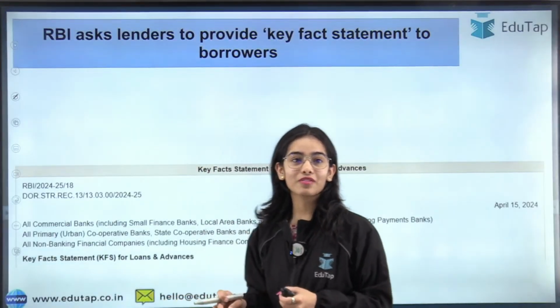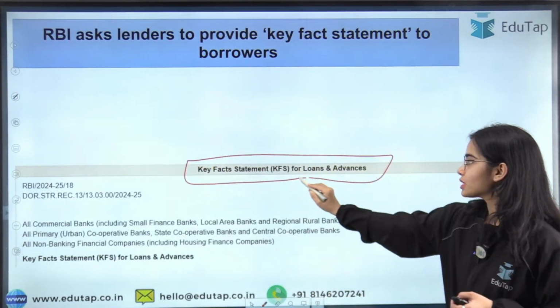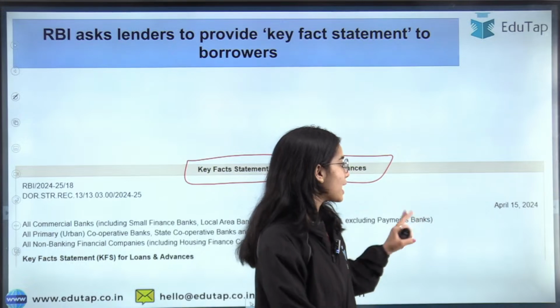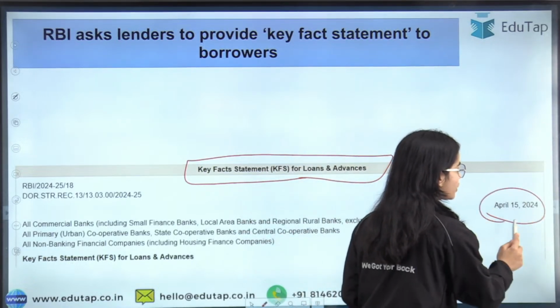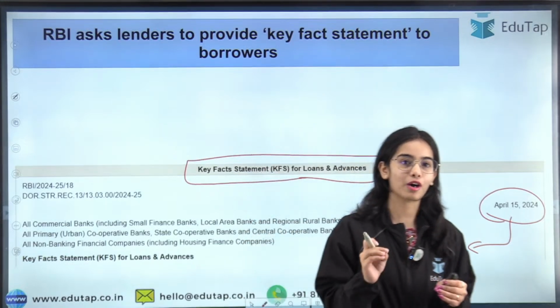Okay, so let's start with today's news article that is regarding the key fact statements for loans and advances. You can see that this has been released on April 15, 2024, and this is the notification that has been released by the Reserve Bank of India.